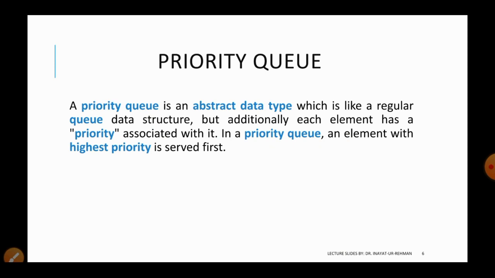First of all, we discuss the priority queue. A priority queue is an abstract data type which is like a regular queue data structure, but additionally each element has a priority associated with it. In a priority queue, an element with the highest priority is to be served first. The priority queue is an extended form of the ordinary queue, except that the dequeue operation is performed on the basis of priority. So a priority queue is different from a normal queue because instead of being first in first out, values come out in order of priority. An element of highest priority always appears at the front of the queue.